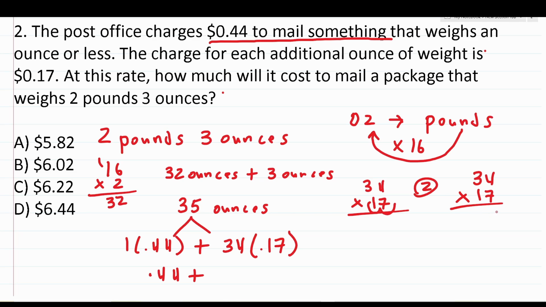7 times 4 is 28. Carry a 2. 7 times 3 is 21, 22, 23. Before we start multiplication with that 1, we bring in a 0 placeholder. 1 times 4 is 4. 1 times 3 is 3. Let's add these together. 8 plus 0 is 8. 4 plus 3 is 7. 2 plus 3 is 5. Bring our 2 decimals that we moved to the right here to the left. 1, 2. So this becomes 0.44 plus 5.78.